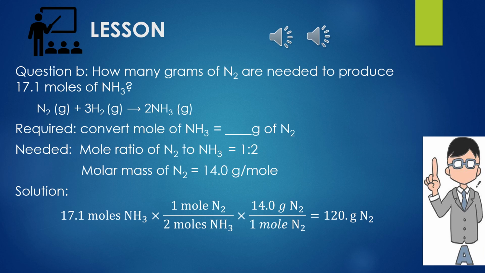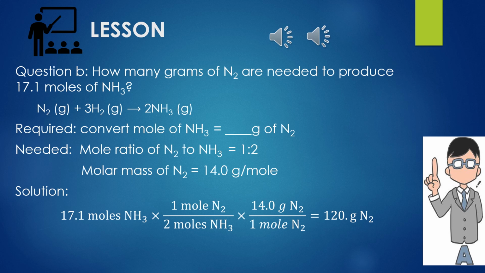To answer question B, how many grams of nitrogen are needed to produce 17.1 moles of ammonia? We are required to convert moles of ammonia to grams of nitrogen. What we need are the mole ratio of nitrogen to ammonia, which is 1 to 2, and the molar mass of nitrogen, which is 14 grams per mole.